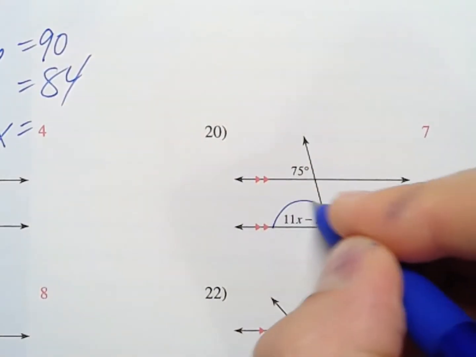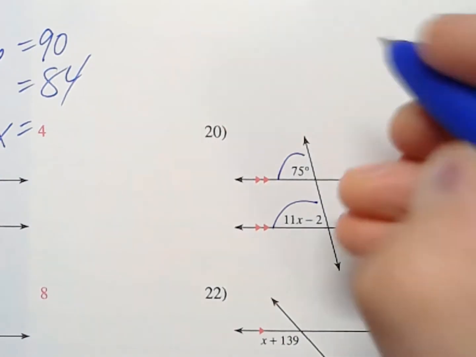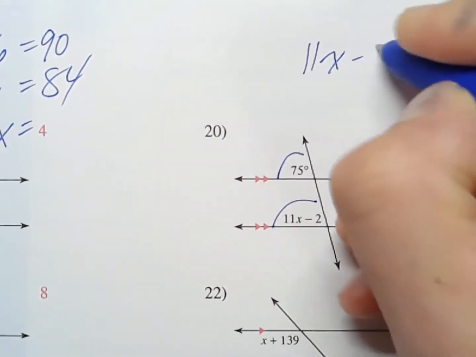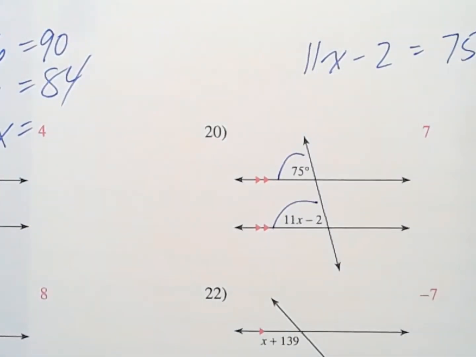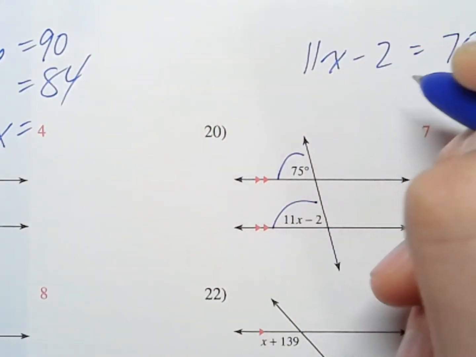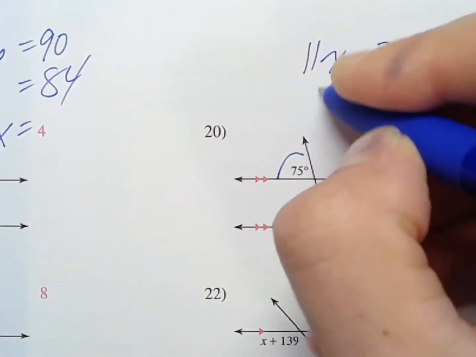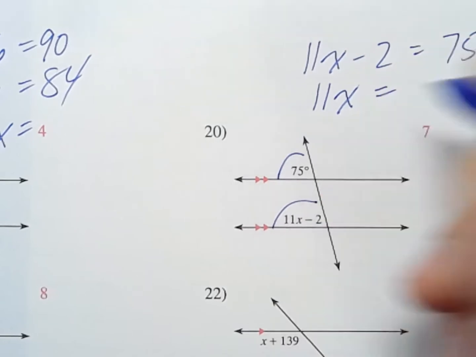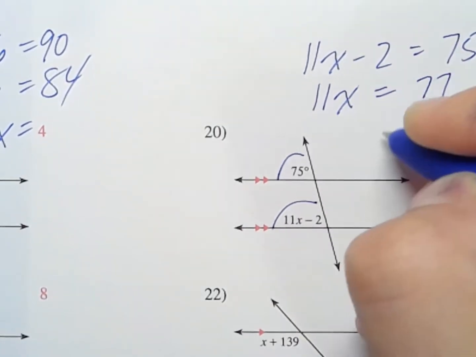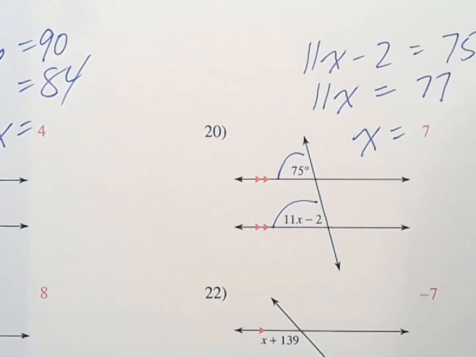Here, these are corresponding, so they're congruent. So the setup is 11x minus 2 equals 75. Adding 2, we get 77, and dividing by 11 we get x equals 7.